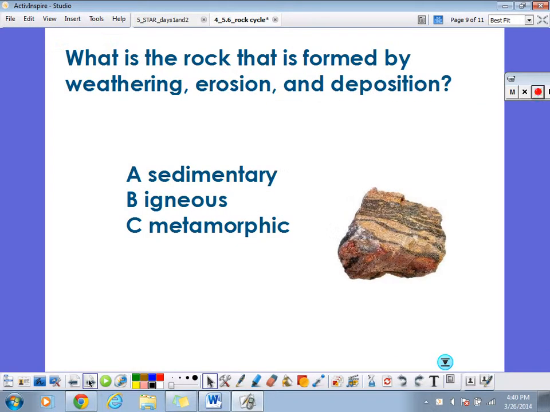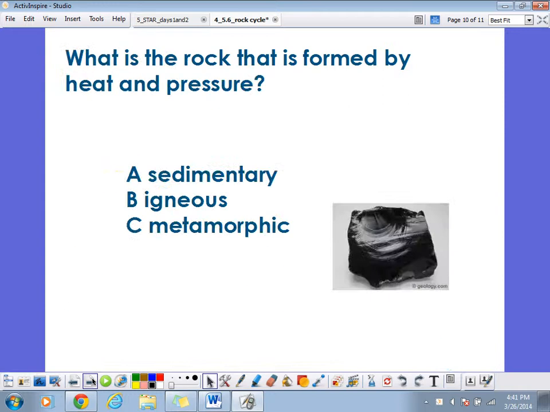Alright, let's see how you did. What is the rock that is formed by weathering, erosion, and deposition? I'm going to give you 15 seconds to figure it out. Alright, let's see how you did. The correct answer is sedimentary rocks. Sedimentary rocks are formed by weathering, erosion, and deposition. Did you get it? Okay, let's see how we do on the next one.